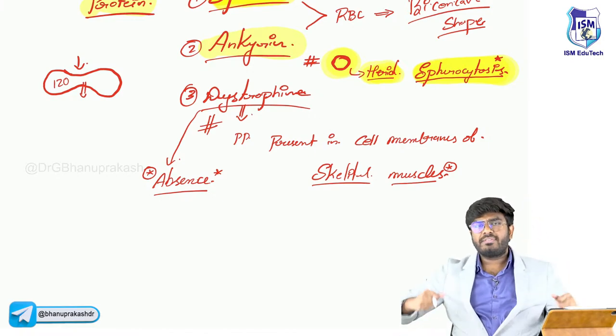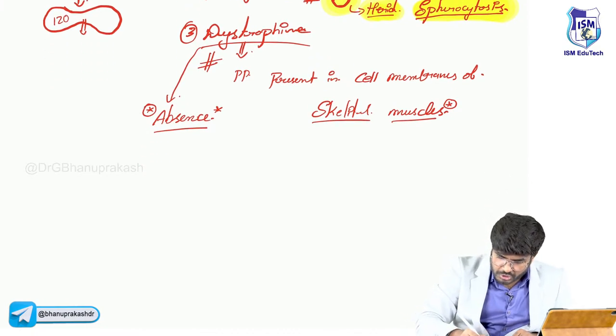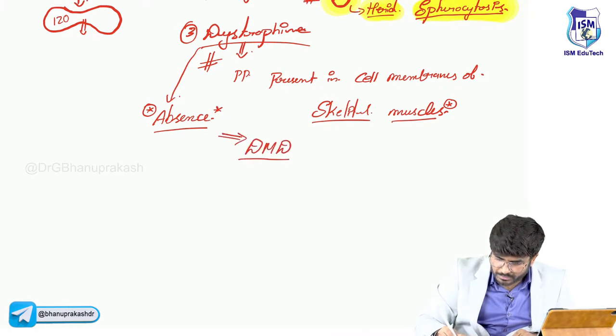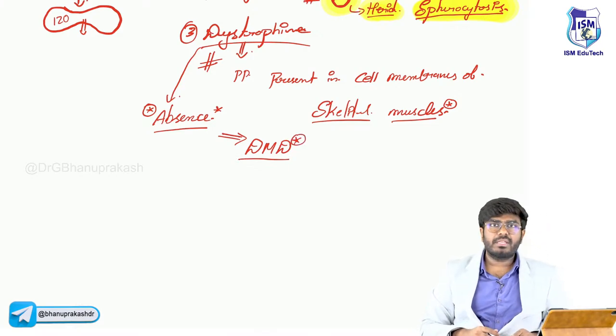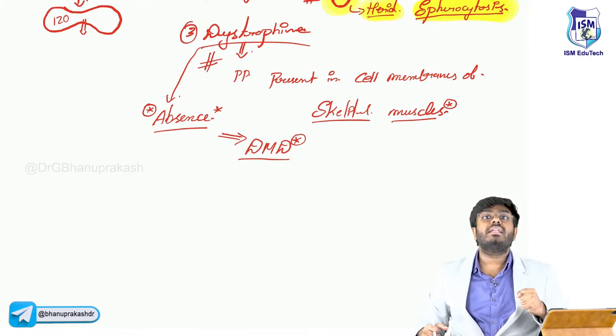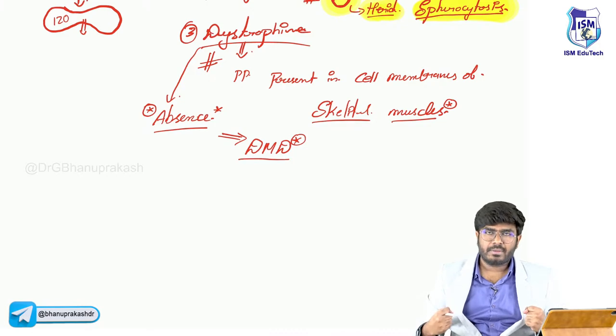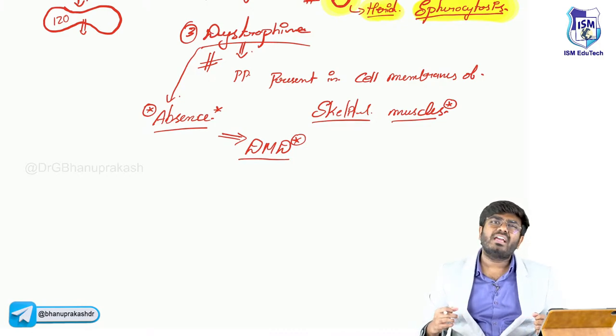If this dystrophin is completely absent, it is going to cause a disease, sir. The short form also I will tell you, the disease is called DMD. What is DMD, sir? Duchenne's muscular dystrophy. So, complete absence of this dystrophin will cause Duchenne's muscular dystrophy. The person is going to have weak muscles, not strong muscles. The tensile strength of these muscles is not there. Dystrophin is absent, so weaker muscles, sir.